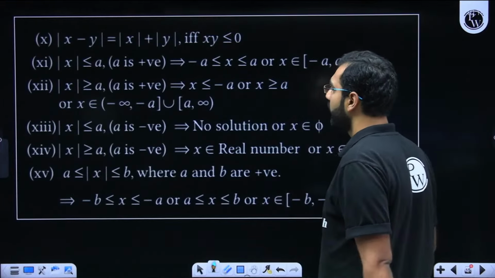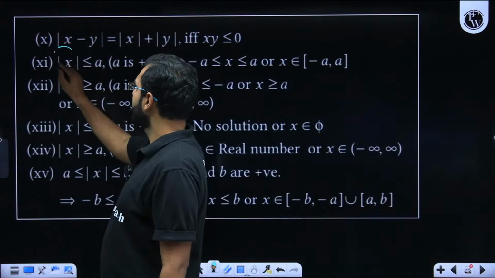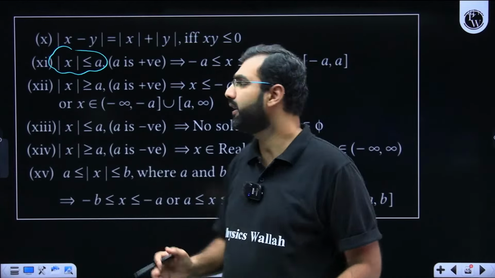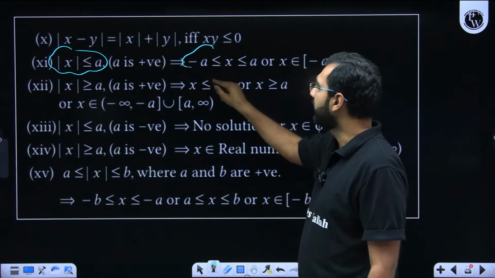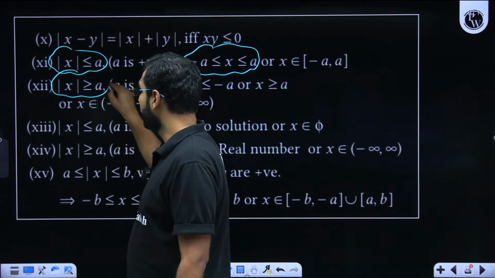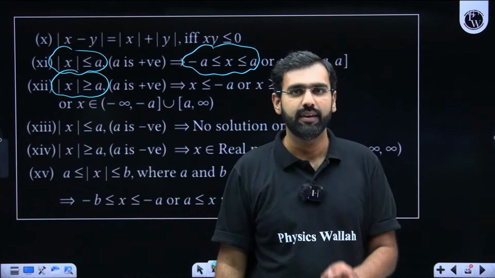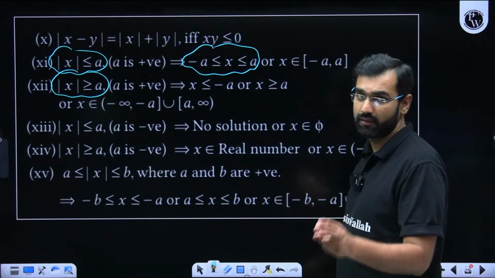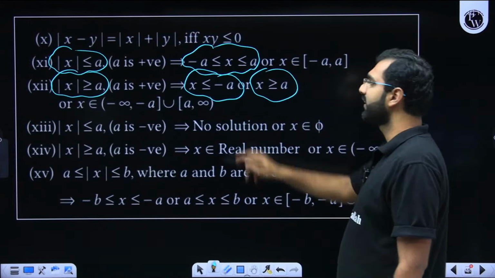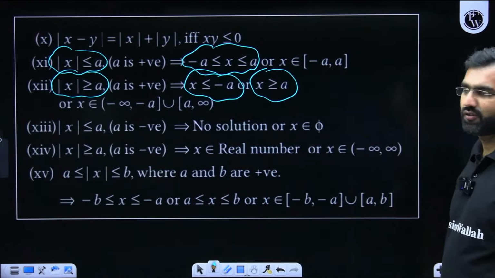For example, whenever you're given that mod x is less than a, I hope you have memorized it very clearly, that x will be between minus a and a. If mod x is greater than or equal to a, of course a is positive in both cases, then we say that either x is less than or equal to minus a or x is greater than or equal to a. I hope you know that result very clearly.